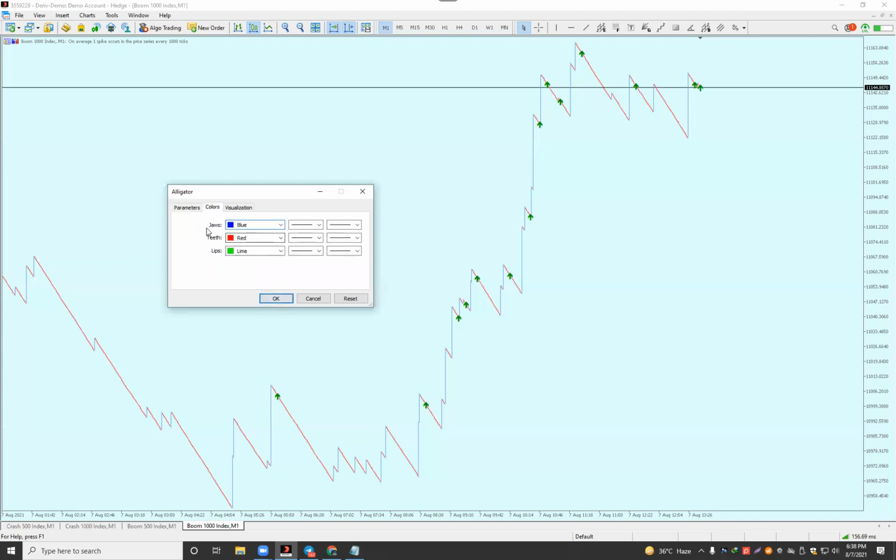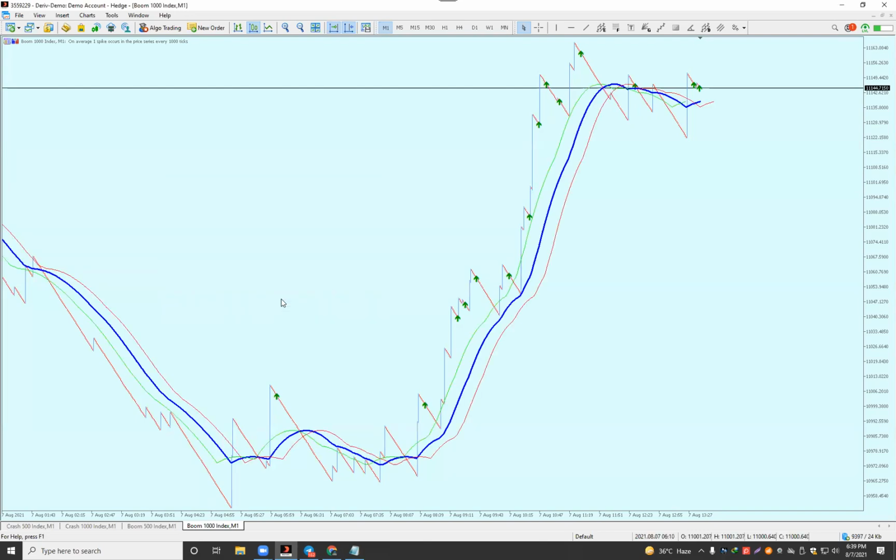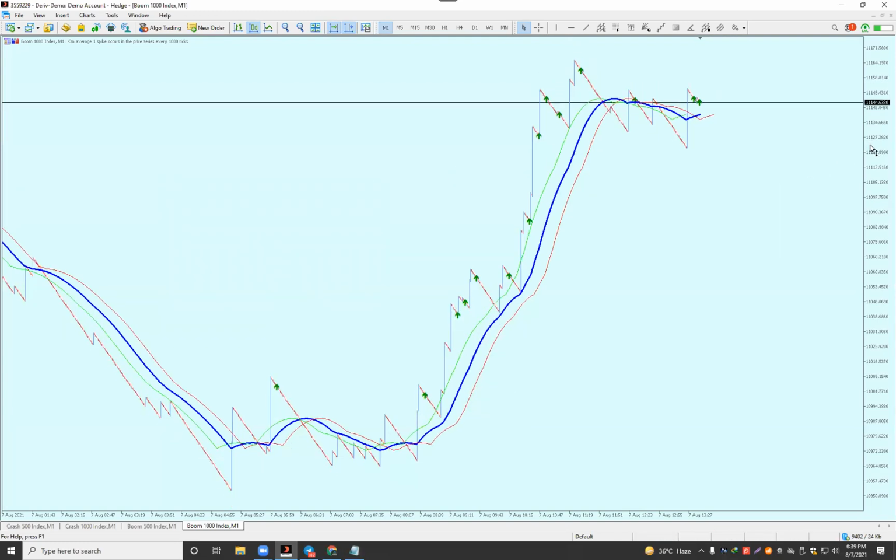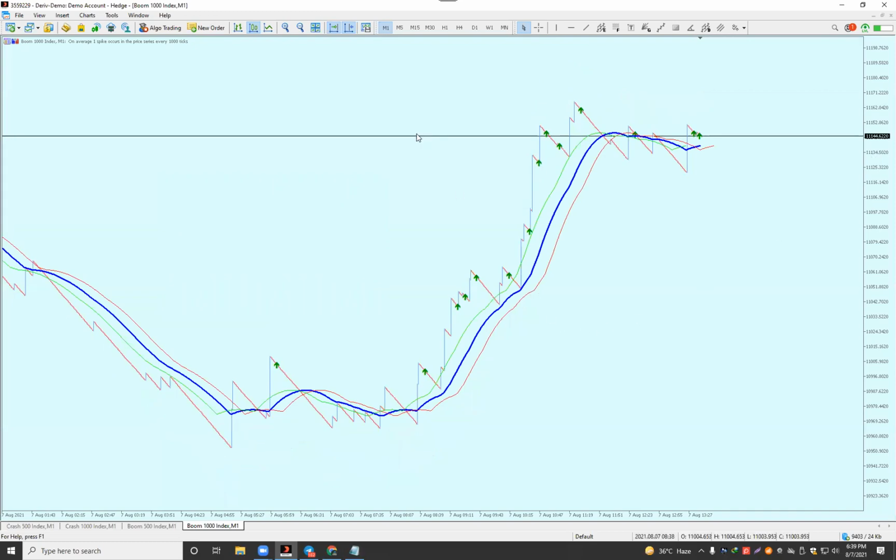In the color section, these colors, blue, red, green, whatever you use, it's up to you. These are the default colors. I'm using these colors. It will look like this. So look at the alligator, the moving averages.